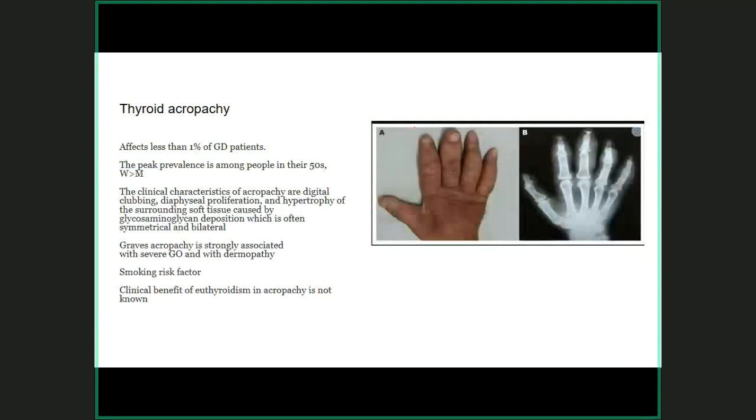Thyroid acropachy affects less than 1% of Graves' disease patients, but can be pretty dramatic, as you can see in these pictures. The prevalence is higher in folks in their 50s, women more than men, and occurs as digital clubbing with diaphyseal proliferation, sometimes some subluxation with disruption of the terminal phalanx at times. It is very strongly associated with Graves' orbitopathy and with dermopathy, and smoking is a risk factor. We don't really know if getting folks euthyroid helps it.